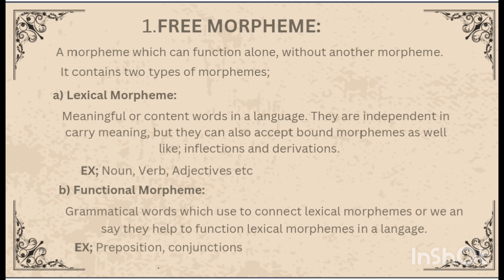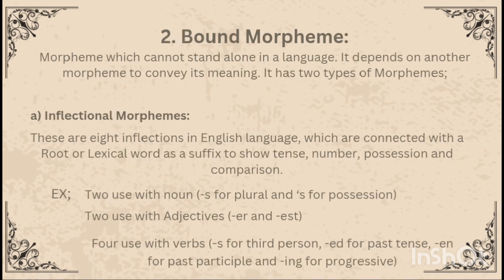We have bound morpheme. First we had free morpheme, in which we had two types, lexical morphemes and functional morphemes. Now we have bound morpheme. In bound morpheme, we have two more types: inflectional morpheme and derivational morpheme.